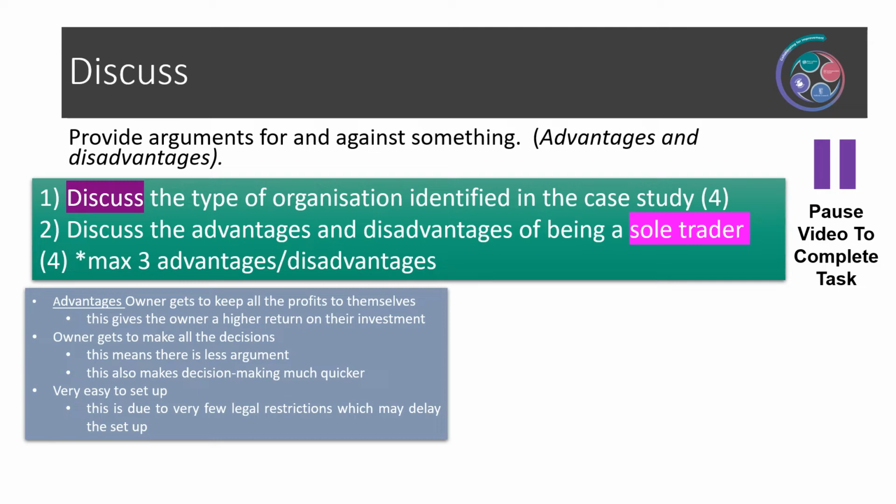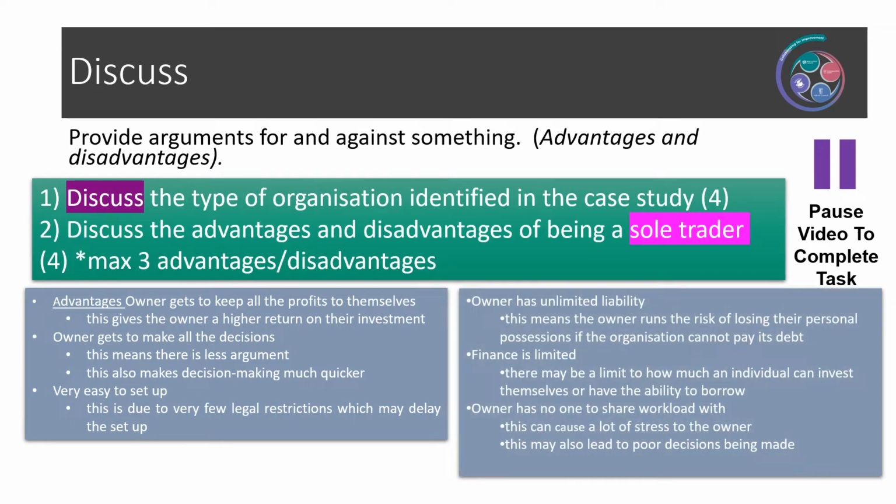The owner gets to make all the decisions. That is good because there will be less argument and decision making will also be much quicker. Advantage, very easy to set up. That's as much as you need to do there. But if you say, well, why is that good? It's good because there's fewer legal restrictions which may delay the setup. So again, you can have a maximum of 3 advantages in your answer here.